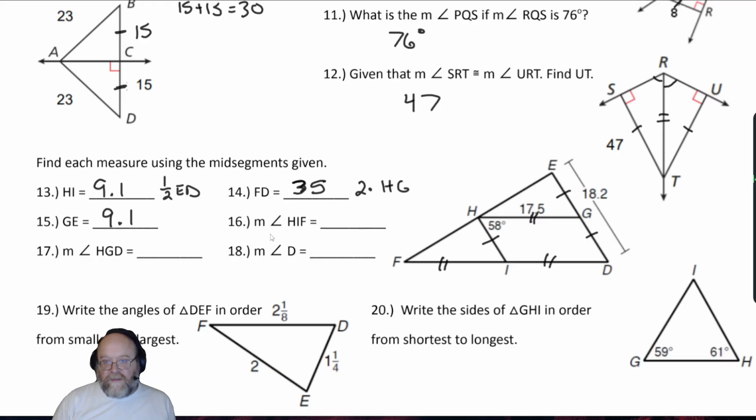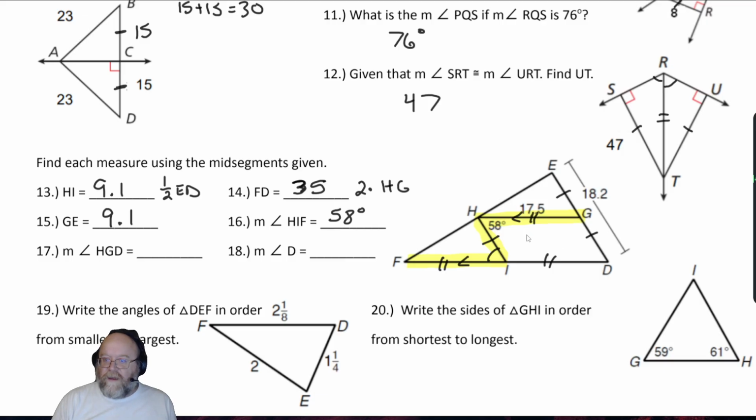Because it has to do with parallels, we can find angles as well. HIF, that's this angle. So they only gave us one angle. What's the relationship between these two? Are they the same? Probably. These are parallel to each other, so that means Z angles. So those are going to be 58. It's a tiger noise when you say Z angles.